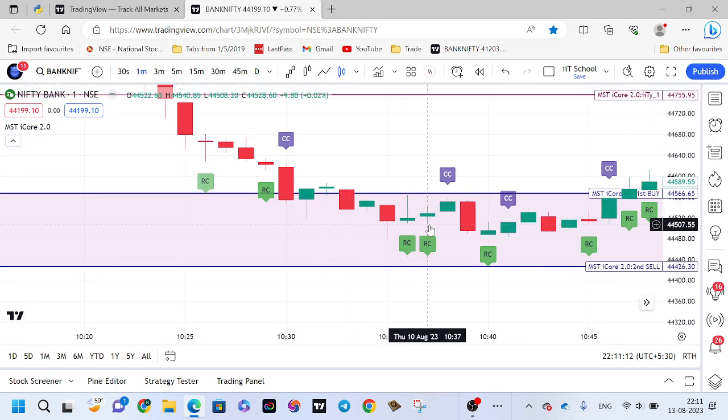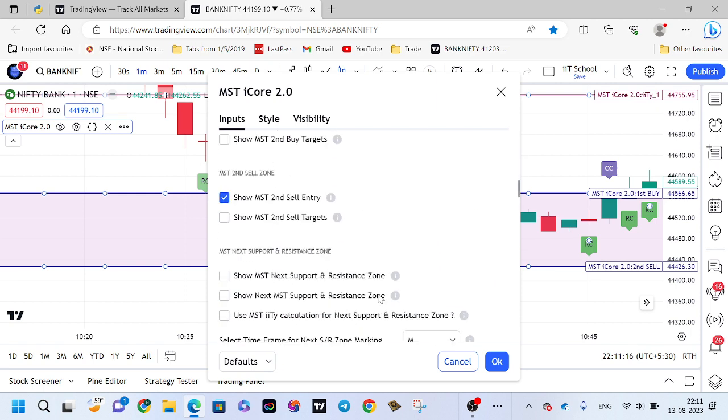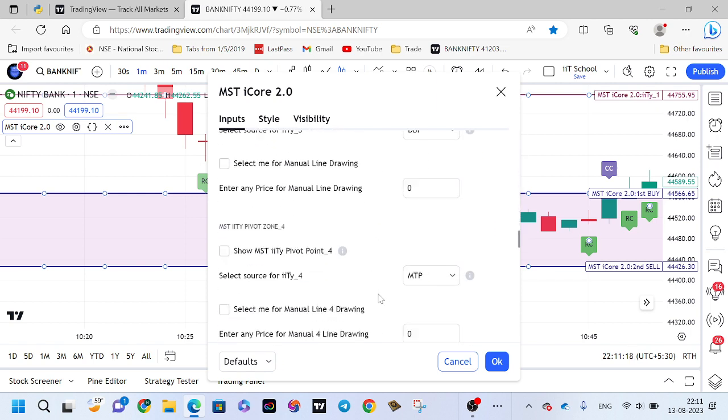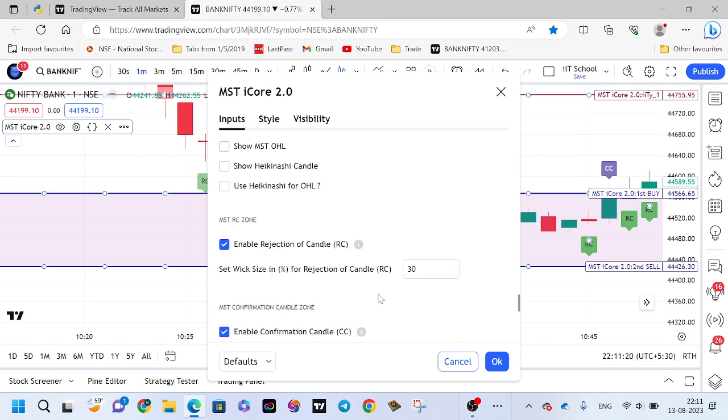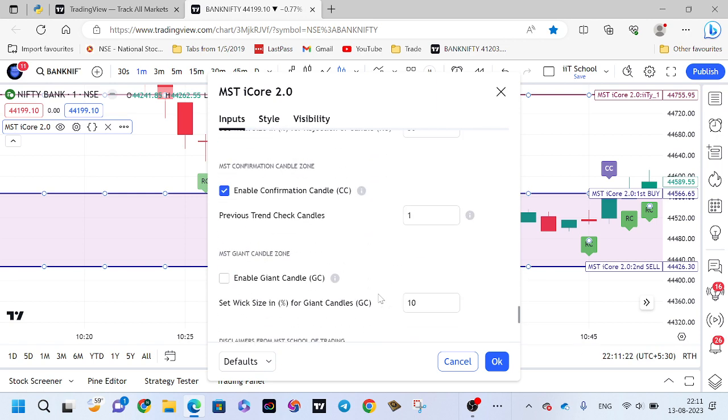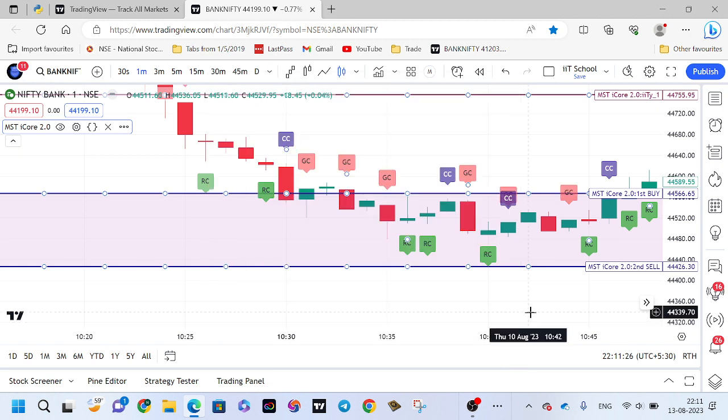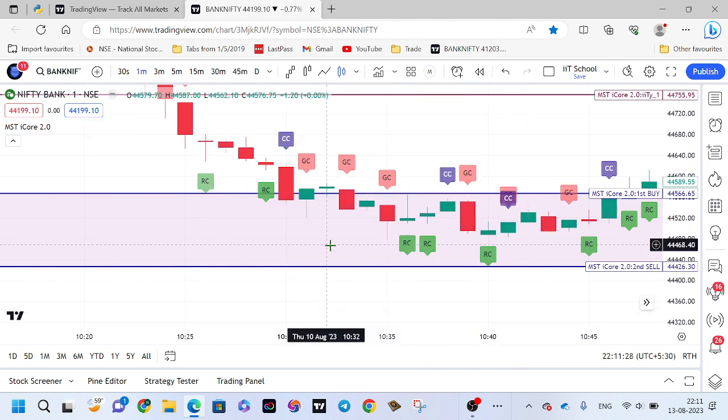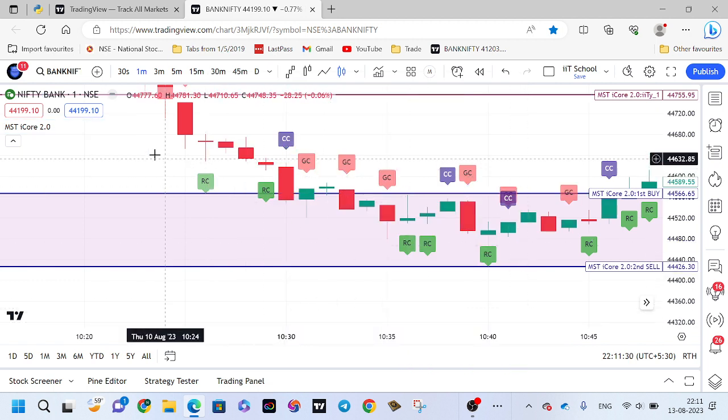And another important point, here when it is coming down to touch our buy zone, don't go for an immediate buy entry, because already we are in a profit, right? As per the logic of the strategy, when the buy is activated, we should not go for the sell. When the sell is activated, we should not go for the buy.